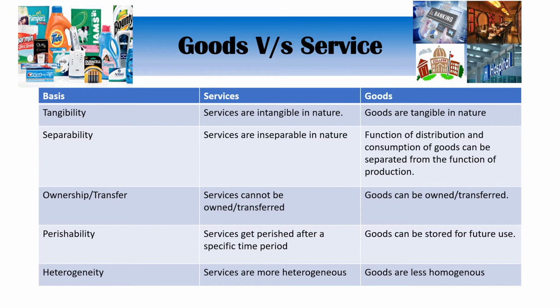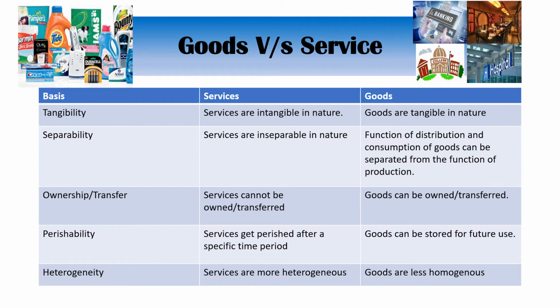So you can produce the products at a different place and at a different time, and the product can also be consumed at different places and at different times. Okay, so this is all about the difference between services and goods on the basis of separability.